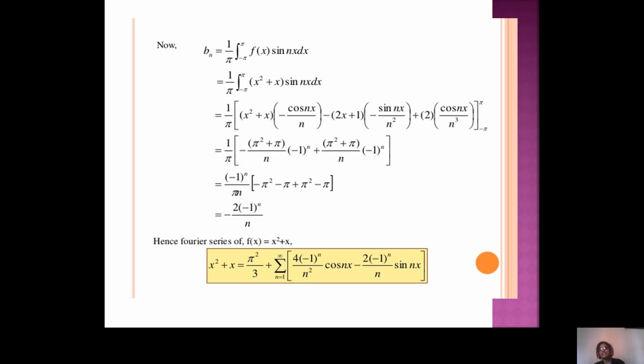So, hence the Fourier series of f of x equal to x squared plus x is: x squared plus x is equal to pi squared by 3 plus summation of n equal to 1 to infinity 4 into minus 1 whole power n by n square cos nx. This is the a naught value, this is the a n value, minus 2 into minus 1 whole power n by n sin nx, this is the b n value. This is the expression, hence the Fourier series of f of x, x squared plus x.